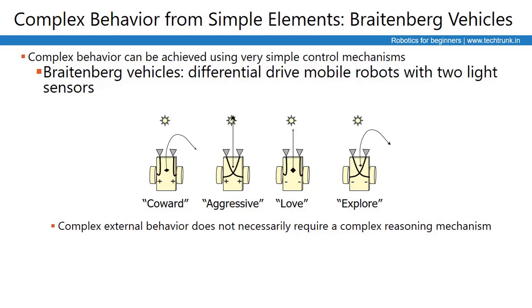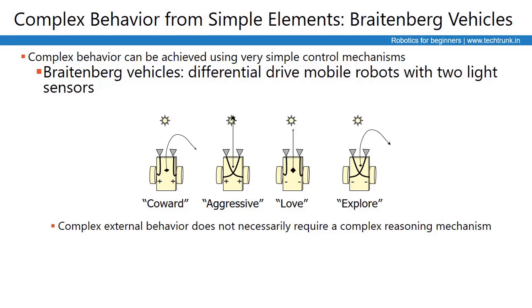Another is the love mechanism, where the sensors are directly connected to the wheels in an inverted manner, and that will make the robot attracted to other robots which have lights. So this is where the robot will find a partner and stick to them. Another is the explore mechanism, where the wheels are reversed to the sensors, and that will make the robot turn around and keep walking around the light sensors' part. So that is kind of exploring the robot.